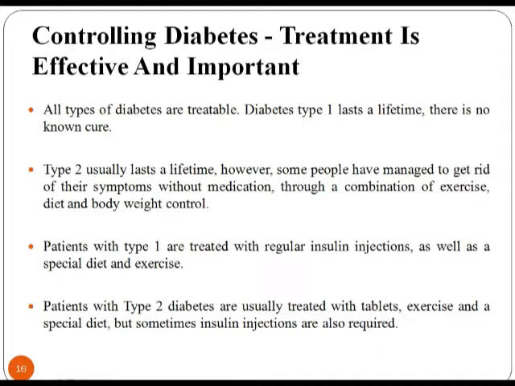How to control diabetes? There are current and potential opportunities for the prevention of diabetes mellitus and the improvement of prognosis through the early detection and treatment of complications. Diabetes type 1 lasts a lifetime and there is no known cure. Type 2 usually lasts a lifetime as well. However, some people have managed to get rid of their symptoms without medication through a combination of exercise, diet and body weight control. Patients with type 1 diabetes are treated with regular insulin injections. Patients with type 2 diabetes are usually treated with tablets, exercise and a special diet.